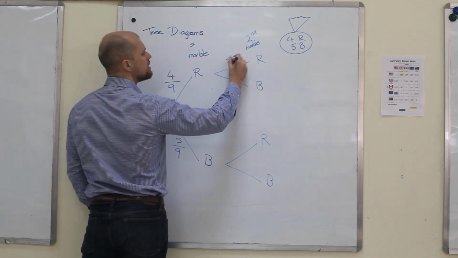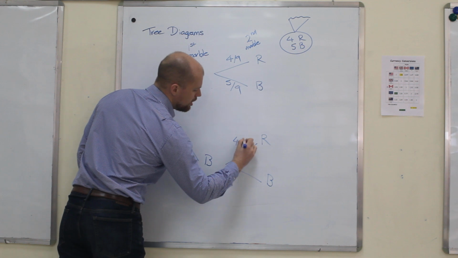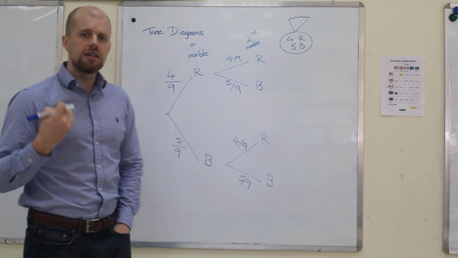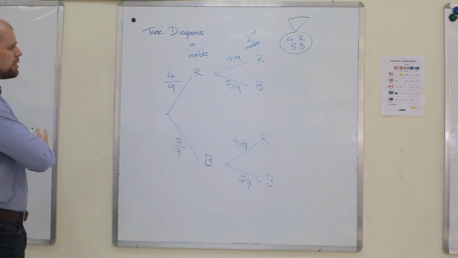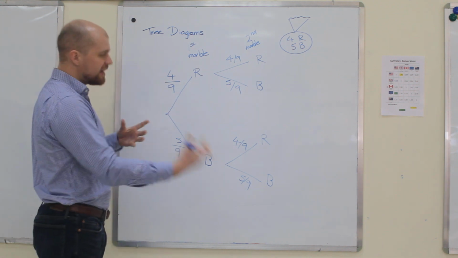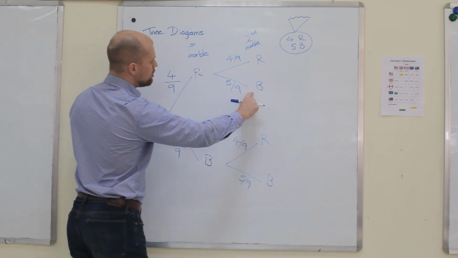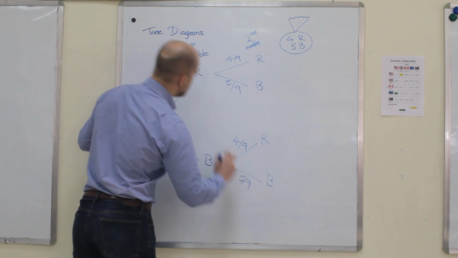Same probabilities, and they're the same because the marble was replaced. When I put the marble back in, it means that the probability doesn't change. And what you should be able to see now is all the possible outcomes. If I take out 2 marbles, I can have a red and a red marble, a red and a blue marble, a blue and a red marble, or a blue and a blue marble.